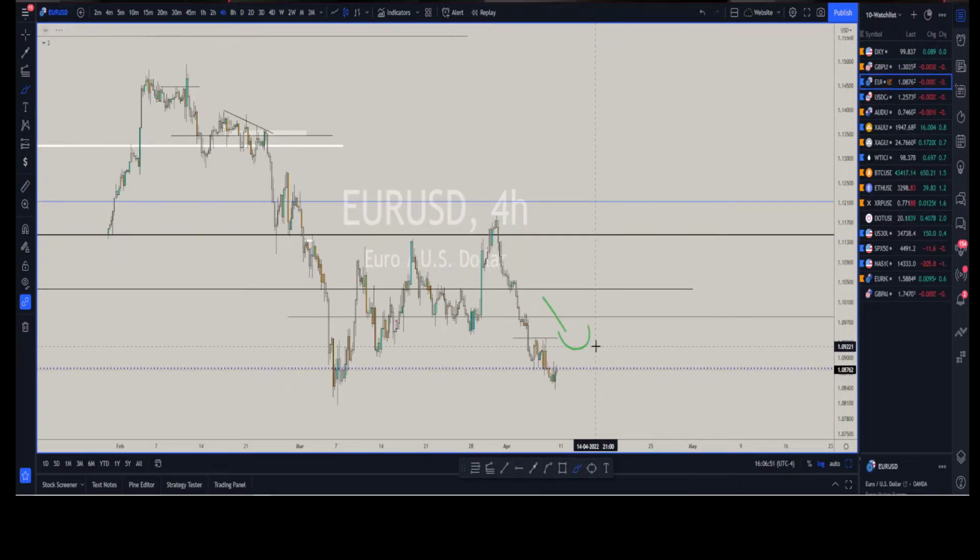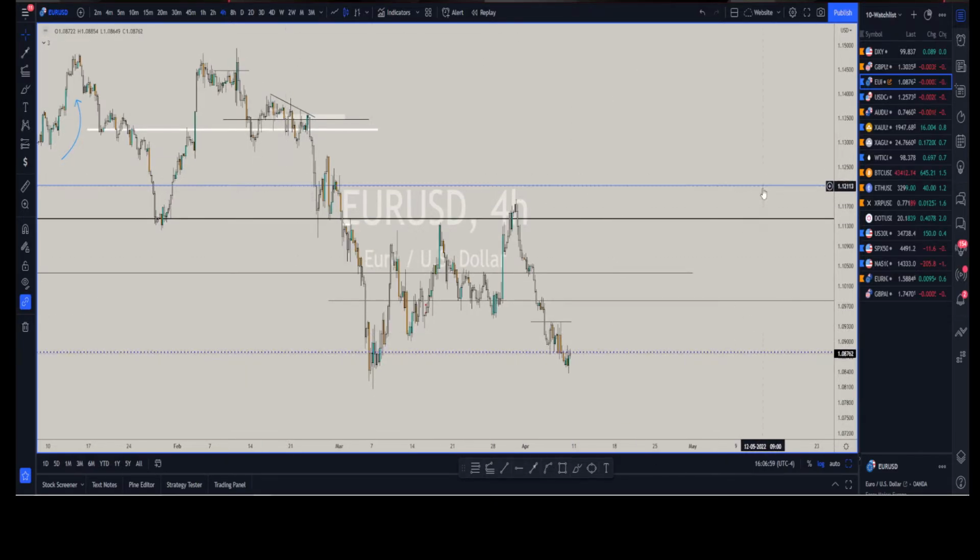Euro USD, perfectly played. Hopefully most of you got this move and made some money on it, because that's what we are here for. I would love this to break this a bit before we have this, just a fake move before we have this to the upside, but I would be looking for something like this.